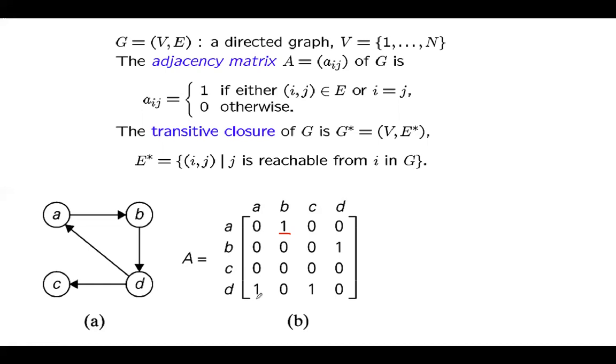Again, from D to A is there, and D to C is there. Is it clear? This is the adjacency matrix for the given directed graph. It is represented with zeros and ones. One represents an edge between those two vertices. Zero represents there is no connection between those two vertices.